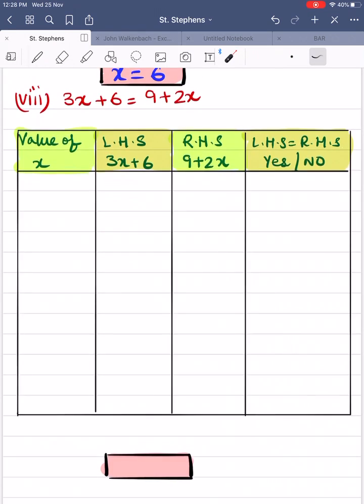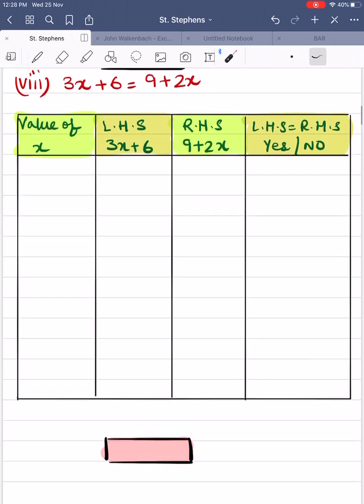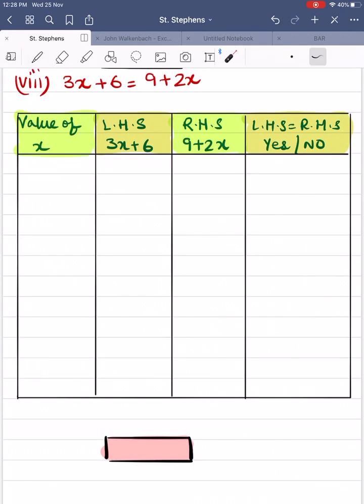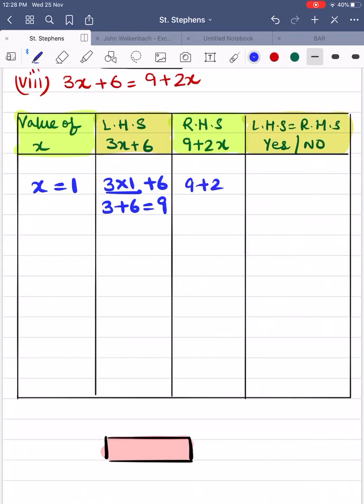Now let's do eighth part. 3x plus 6 is equal to 9 plus 2x. Now here left hand side is 3x plus 6 and right hand side is 9 plus 2x. Let's substitute different values for the variable x in both sides until left hand side is equal to right hand side. So first let's try x is equal to 1. So we have in left hand side 3 into 1 plus 6. Solve multiplication first. So we have 3 plus 6 is equal to 9. Now in right hand side we have 9 plus 2 into 1. So we have 9 plus 2 equal to 11. Left hand side is not equal to right hand side.